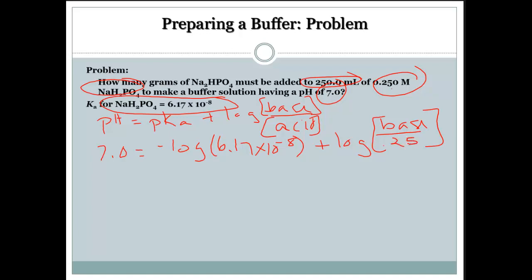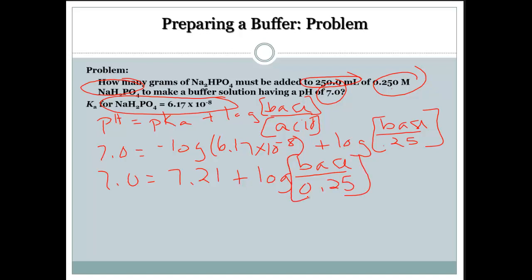So 7.0 is equal to, if I put negative log of 6.17 times 10 to the negative 8 into my calculator, I come up with 7.21 plus the log of all this. So that comes out to be negative 0.21 is equal to the log of the x, our base, over 0.25. Let's rewrite this on the next page.